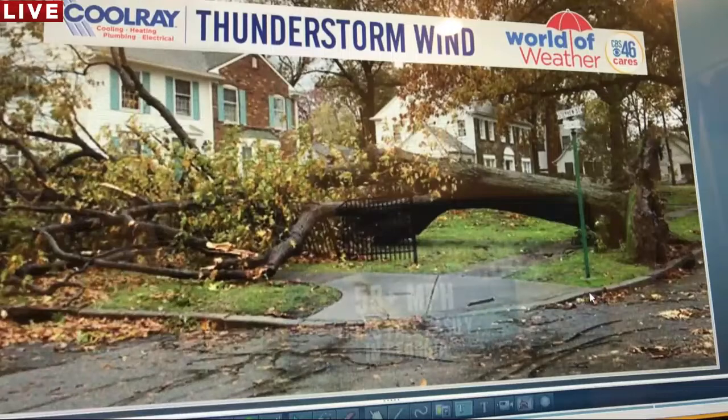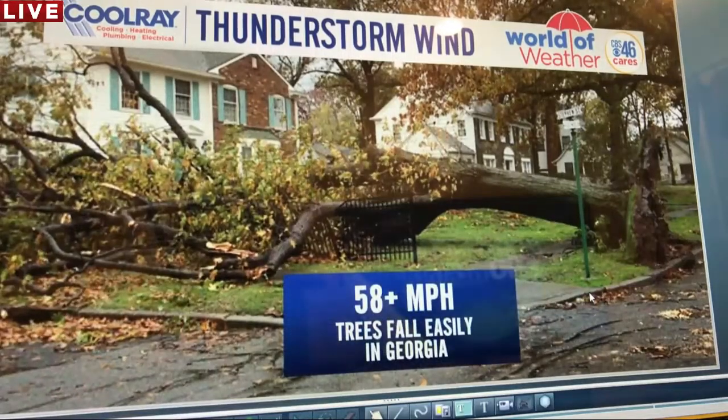When we have severe weather, we see 58 mile an hour winds. That's what makes a thunderstorm severe. Once you have 58 mile an hour winds or stronger, you can see trees come down. Now, usually that is coupled with rain, because when we have heavy rain, it weakens the root structure of these trees, and that's when you see them come down. A normal, healthy tree usually will not come down, especially a big one like this one with 58 mile an hour winds, but it's possible, especially if we have a lot of rain associated with it.